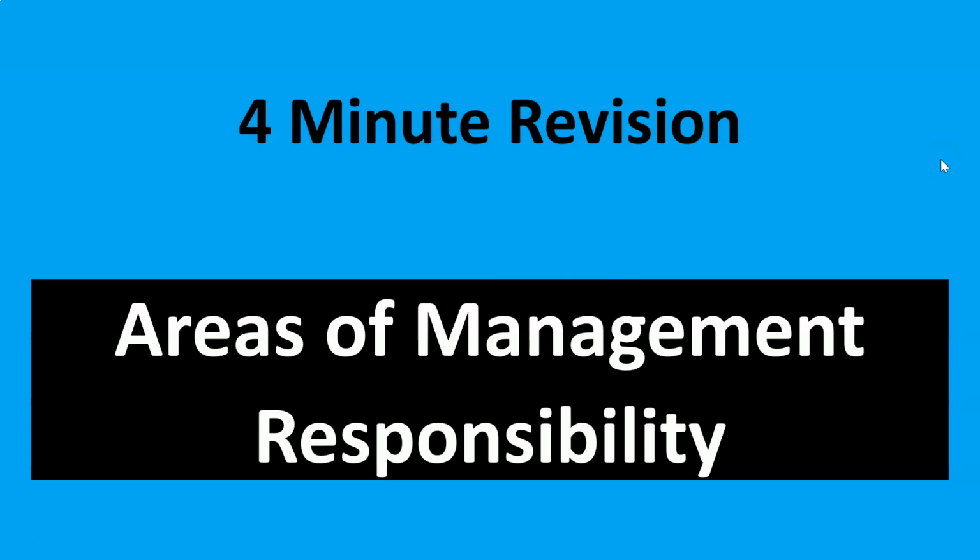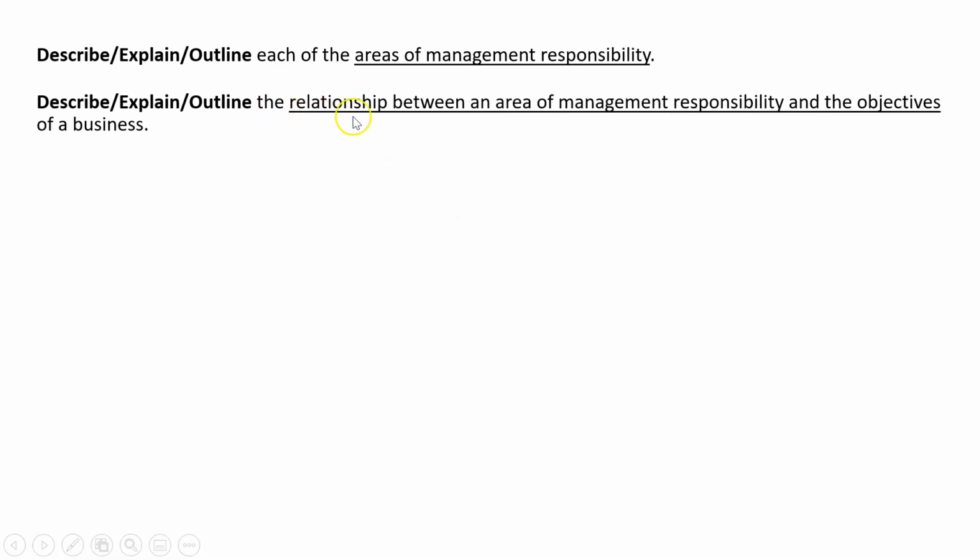Areas of management responsibility. In the real world, we'd probably say departments. So what are the different departments in a business, or the different functions, is probably a more appropriate description, but we're going to refer to them as areas of management responsibility. What we might be asked to do is describe, explain, or outline each one, and maybe explain the relationship between it and achieving the objectives of a business.